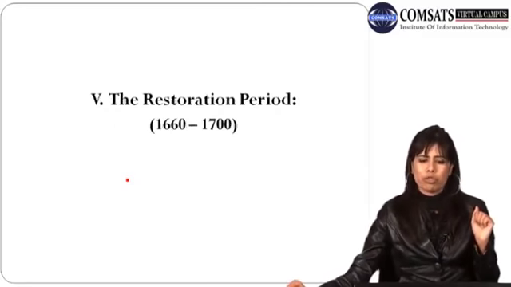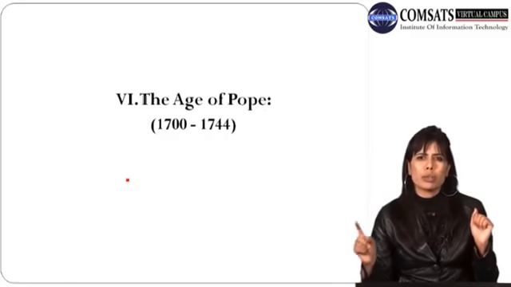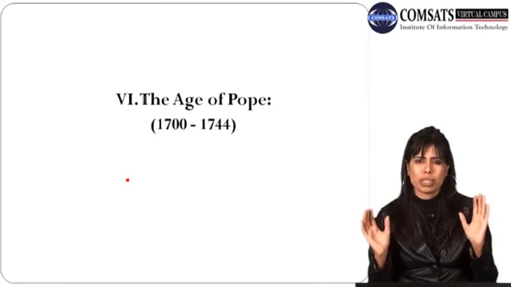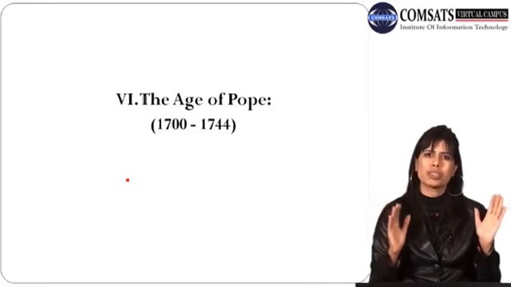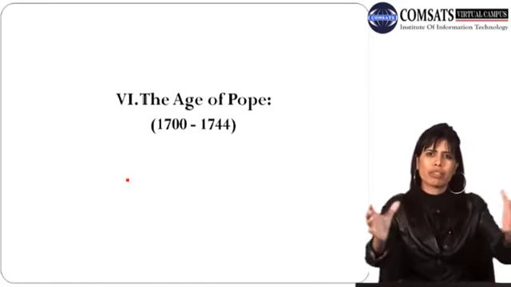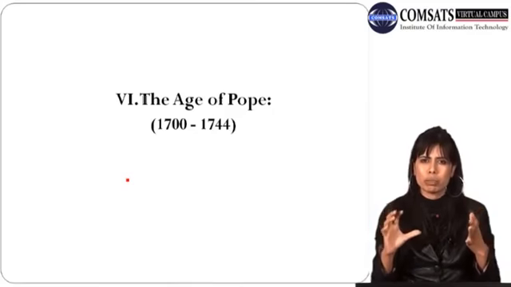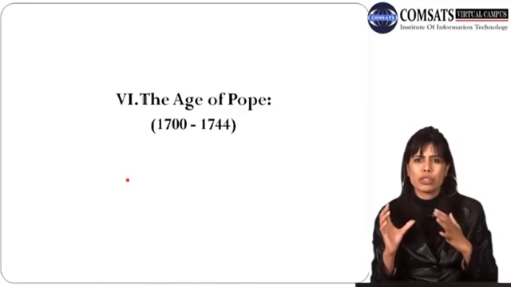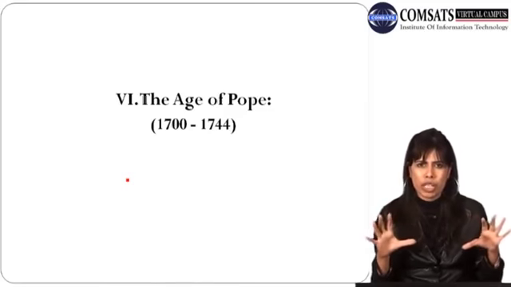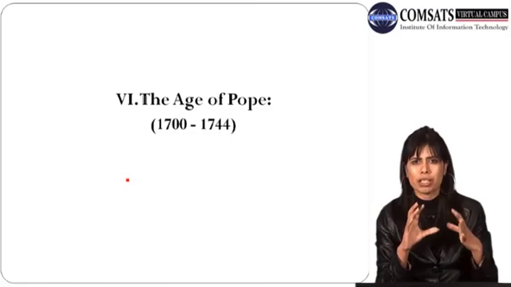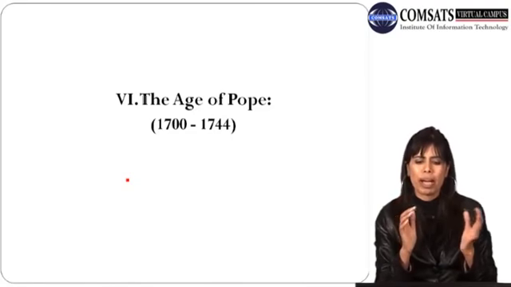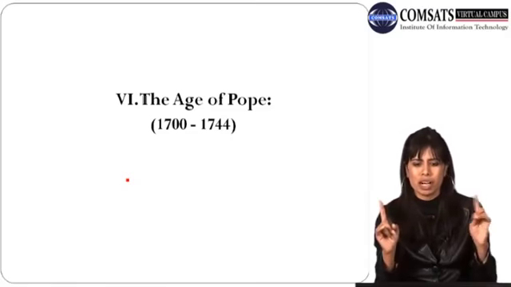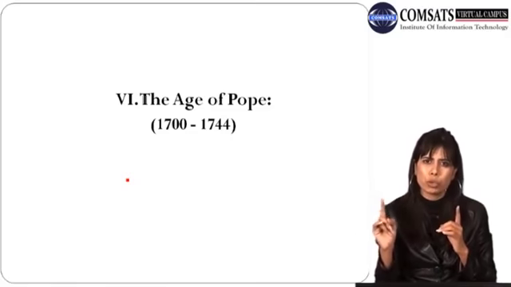Then comes the age of Pope, which started in 1700 and ended in 1744. Here you'll see we have given these names to certain periods or ages due to the influence of some eminent writers on that age. This is the age of Pope, and it is also known as 17th century literature. It started in 1700 and ended in 1744.